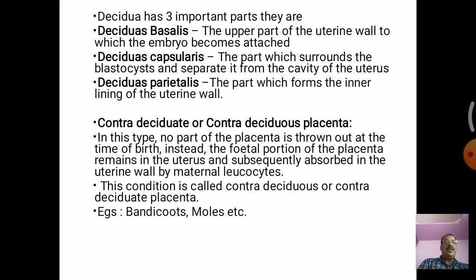Next one is a contradeciduate placenta. In this type, no part of the placenta is thrown out at the time of birth. Instead, the fetal portion of the placenta remains in the uterus and is subsequently absorbed in the uterine wall by maternal leukocytes. This condition is called contradeciduate placenta. Examples are the bandicoots, moles, etc.